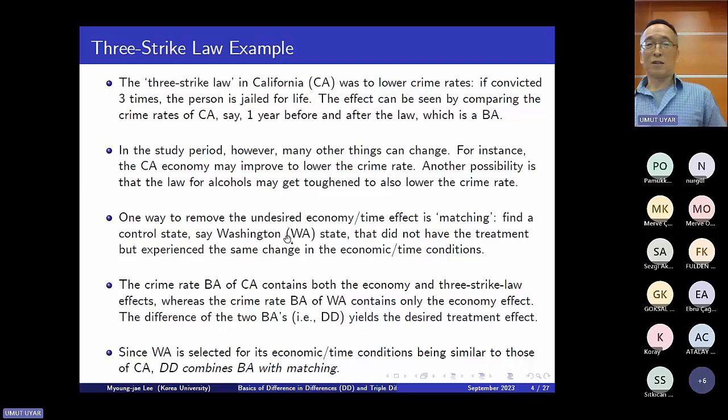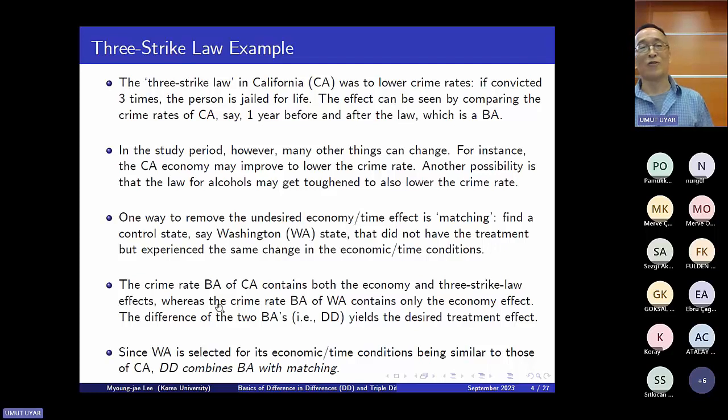So one way to do this is using matching. So you find the state that is close to California in the sense that the state experiences the same change in the economic or other time conditions. And one example could be Washington State near California.